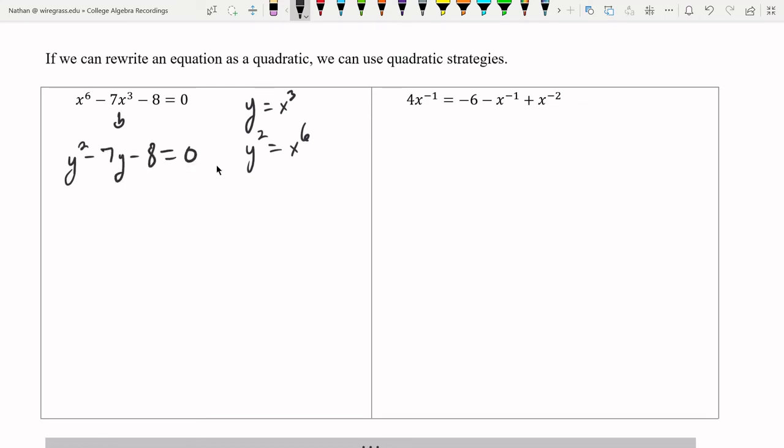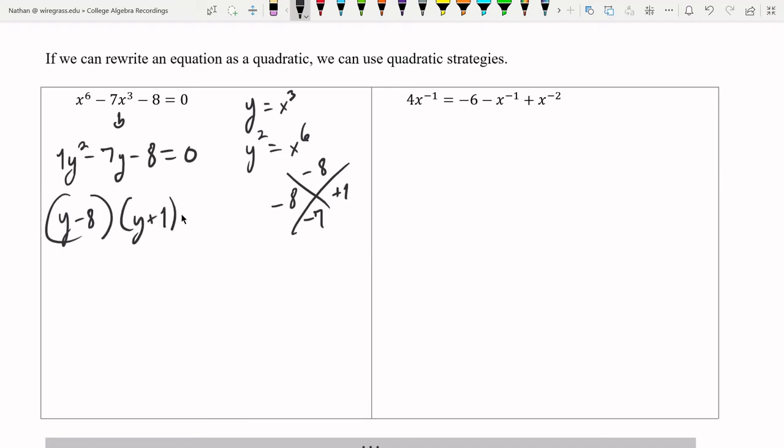And this is quadratic. So I can try the AC method real quick. Negative 8, negative 7. That's going to give me negative 8 and positive 1. I can use a shortcut method here since a is 1. That's going to give me y minus 8, y plus 1 equals 0. And I get solutions y equal to 8, y equal to negative 1.